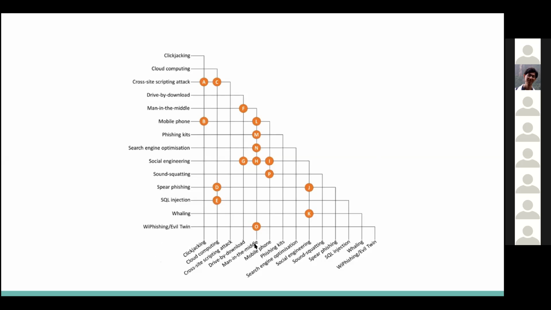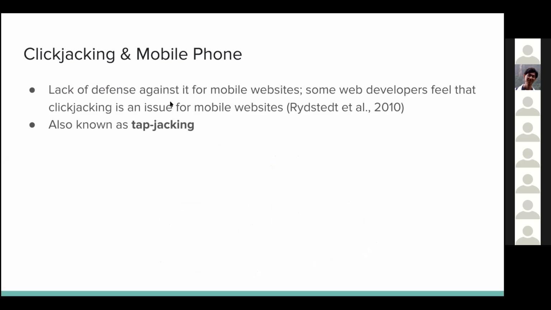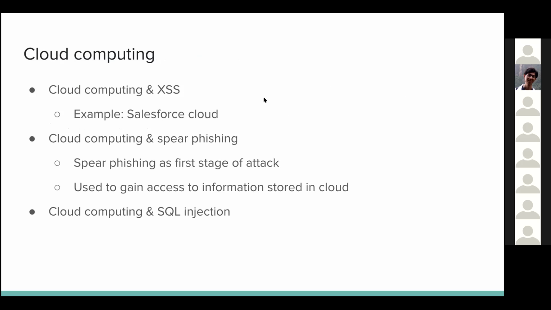So for example, man in the middle can happen with wireless phishing or evil twin, or social engineering, and it is connected to many of these other techniques. Yeah, so clickjacking on mobile phone is basically the same thing, except that some web developers might feel that clickjacking is not an issue for mobile websites, so there's a lack of defense against it. Cloud computing, also not much new information, but the paper draws links between cloud computing and cross-site scripting, spear phishing, as well as SQL injection.